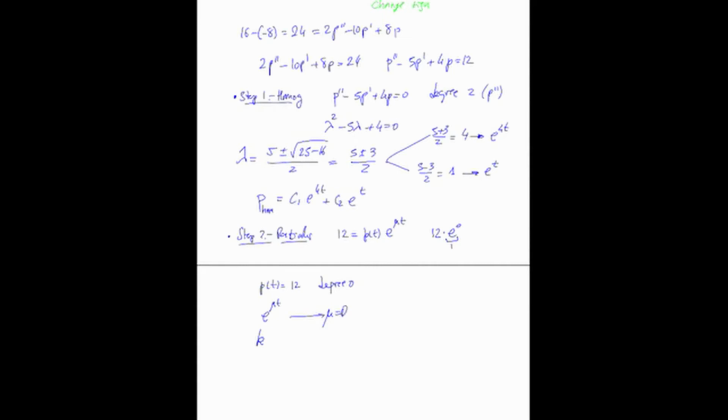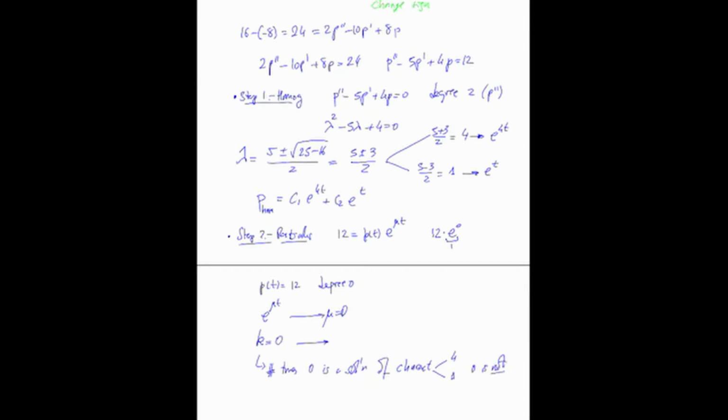And now you have to find k. K is the number of times this number 0 is a solution of the characteristic equation. Now, if you go back up there, your characteristic equation has solutions 4 and 1. The 0 is not here. Because it's not here, k equals 0.